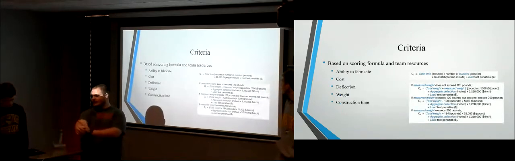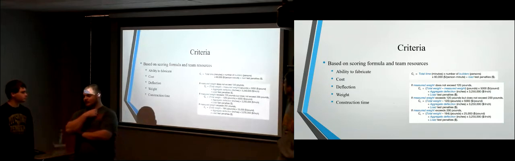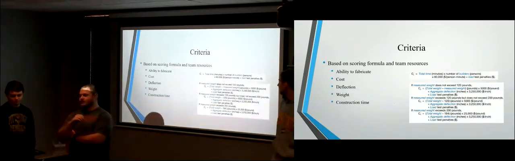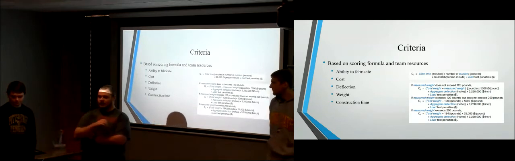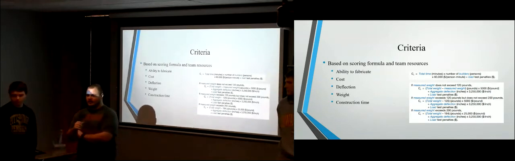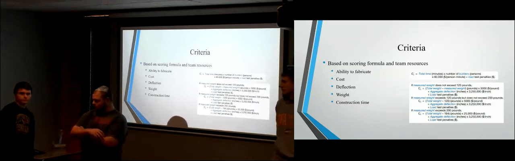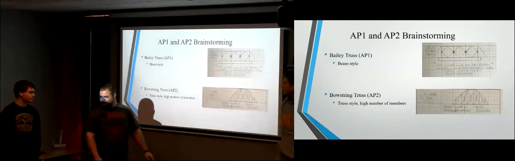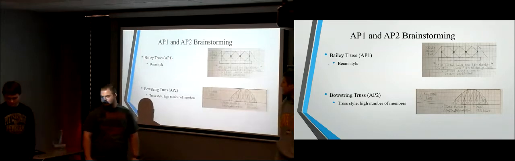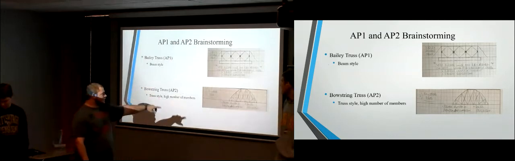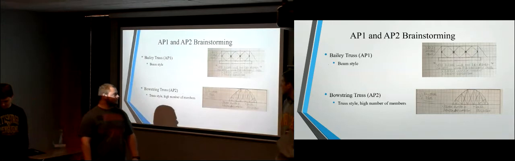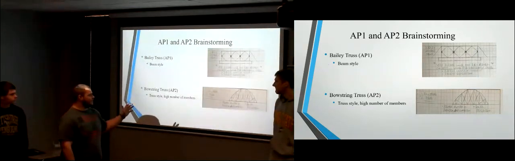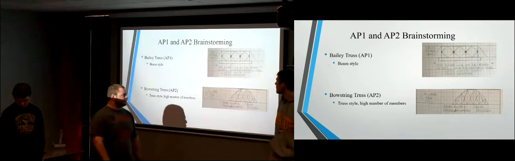Criteria. Our selection criteria we came up with, 3 of them were the deflection, weight, and construction time. That came from the scoring equations in the rules package, and then also the cost it's going to cost us to fabricate it, and our ability to fabricate it. This is Austin's brainstorming. AP1 and AP2 were the Bailey truss and the bowstring truss. They weren't picked because there are a lot of members in them, so it would take more time to build, more time to construct during the competition.